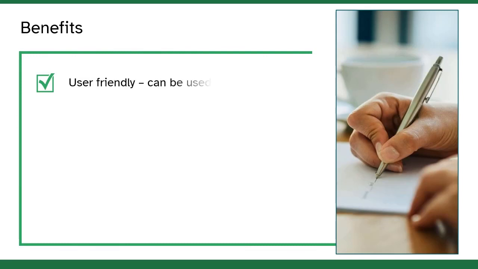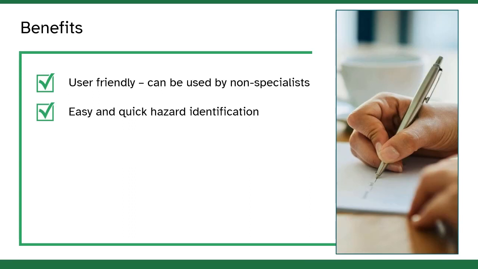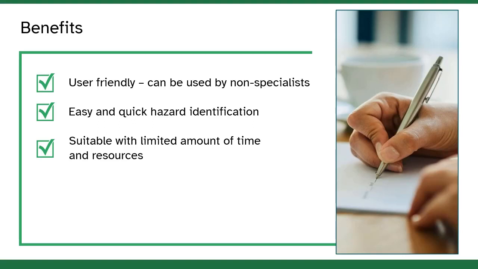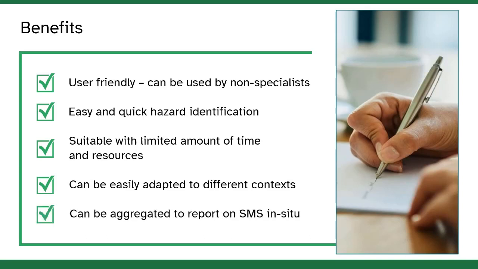Here are some of the benefits of using these documents as part of the sanitary inspections. First, they are user-friendly and can be used by non-specialists. Second, they offer easy and quick hazard identification. Third, they are suitable for use in situations of limited time and resources. Fourth, they can be easily adapted to different contexts. And fifth, importantly, they can be aggregated to report on SMS in situ for SDG 6.2.